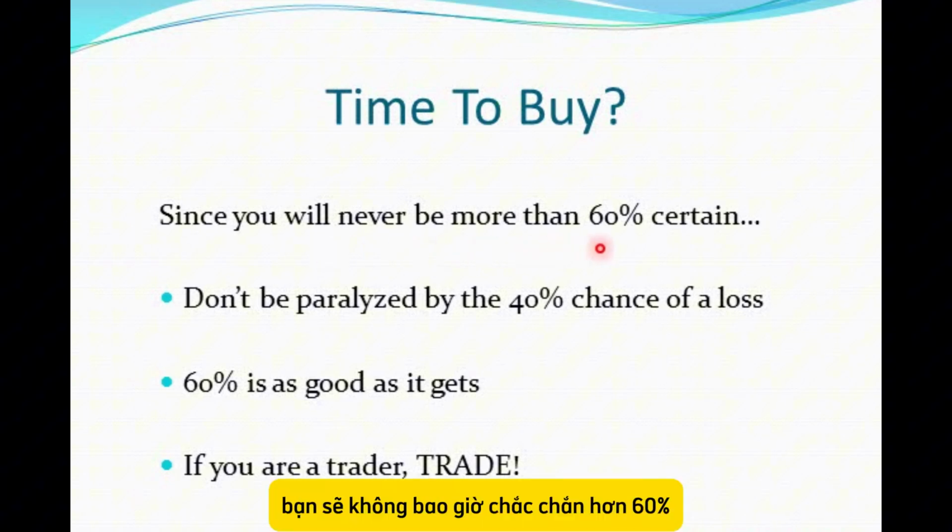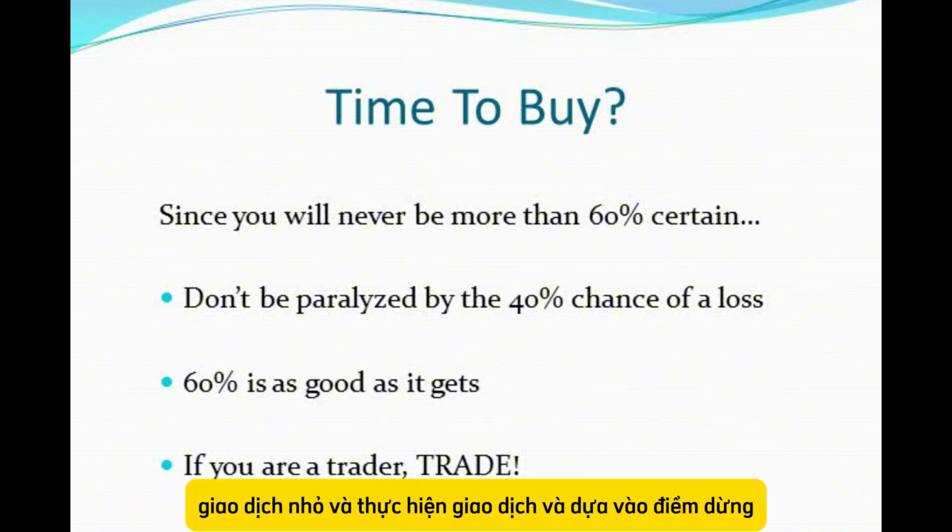You're never going to be more than 60% certain, so you can't be paralyzed by the 40% chance that you're wrong. 60% is as good as it gets, and if you're going to be trading for a living and you see a 60% setup, you have to take it. Even if the risk is big, the stop is far. Trade small and take the trade and rely on the stop.